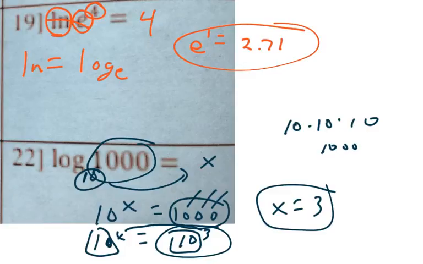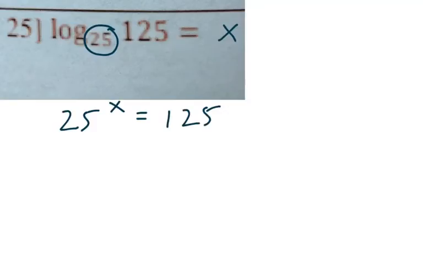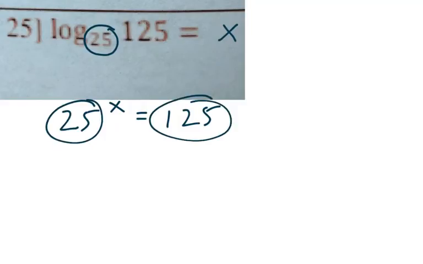All right, once we do a few more, hopefully you'll get this down. This one right here, guys. Notice the base is 25. So 25 to some unknown x power has to equal 125, okay? Now, the trick I've been trying to show you is, can you make both of these numbers the same base if you needed to? Aren't they both 5 powers?